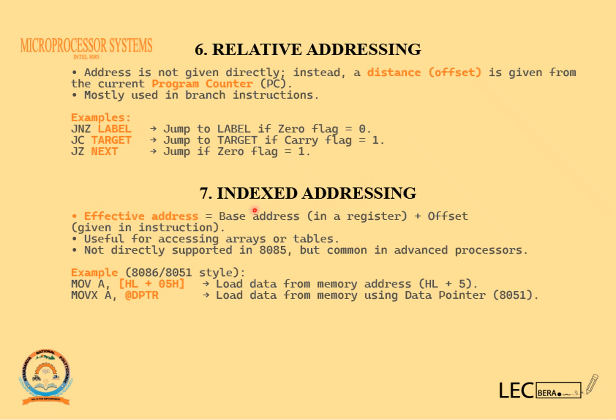And then we have indexed addressing. So the effective address is equal to the base address, so we have an address inside the register plus an offset given in the instruction. It is useful for accessing arrays or tables, not directly supported in 8085 but common in advanced processors. So you will not find this instruction used in 8085. You will find it used in 8086. So that is it. Then we go to the last two addressing modes.